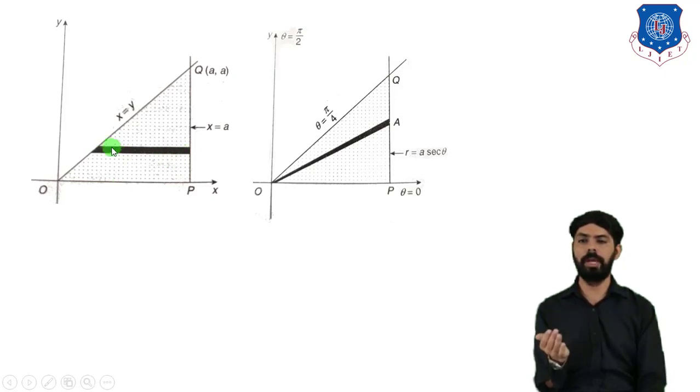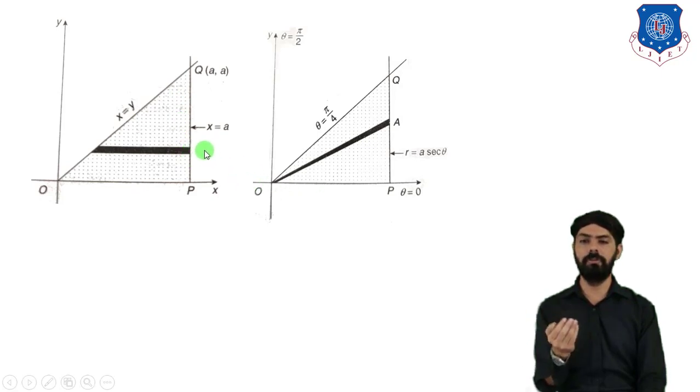So here if you look at the strip, then the lower part of the strip intersects at x equal to y and the upper part of the strip intersects at x equal to a. Therefore the limit of x is from y to a. And y varies from y equal to 0 to y equal to a. So this is the given region. Now we are converting this region into polar form.